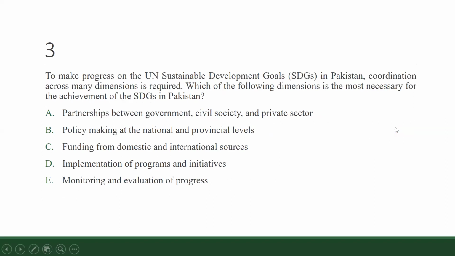To make progress on the UN Sustainable Development Goals in Pakistan, coordination across many dimensions is required. Which of the following dimensions is the most necessary for the achievement of SDGs in Pakistan? A. Partnerships between government, civil society, and private sector. B. Policy making at the national and provincial levels. C. Funding from domestic and international sources. D. Implementation of programs and initiatives. E. Monitoring and evaluation of progress. The answer is A.